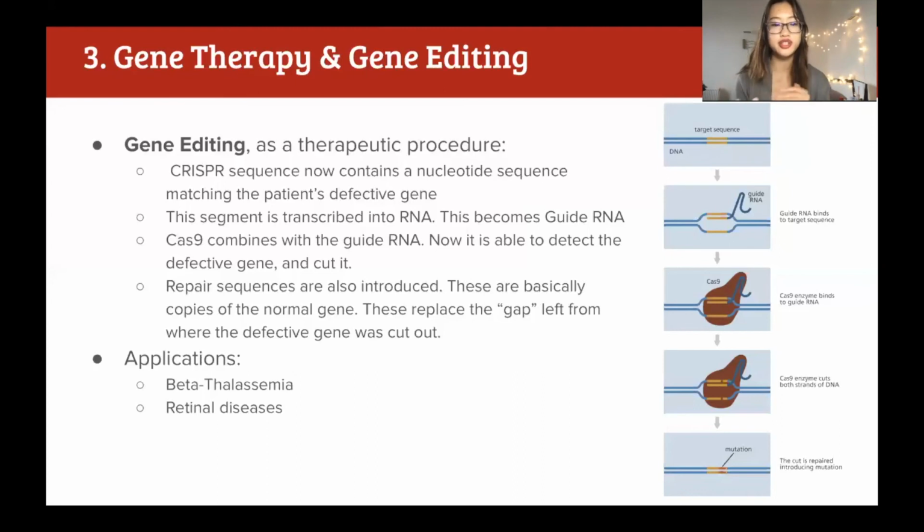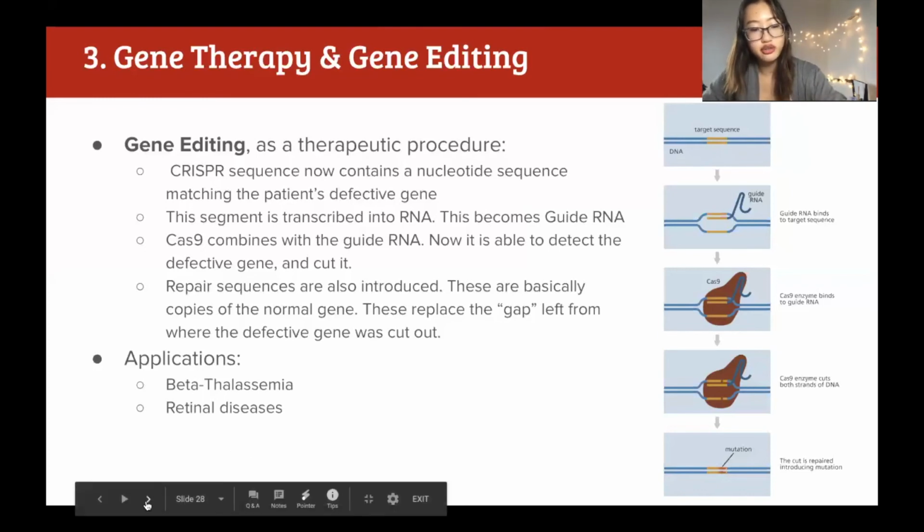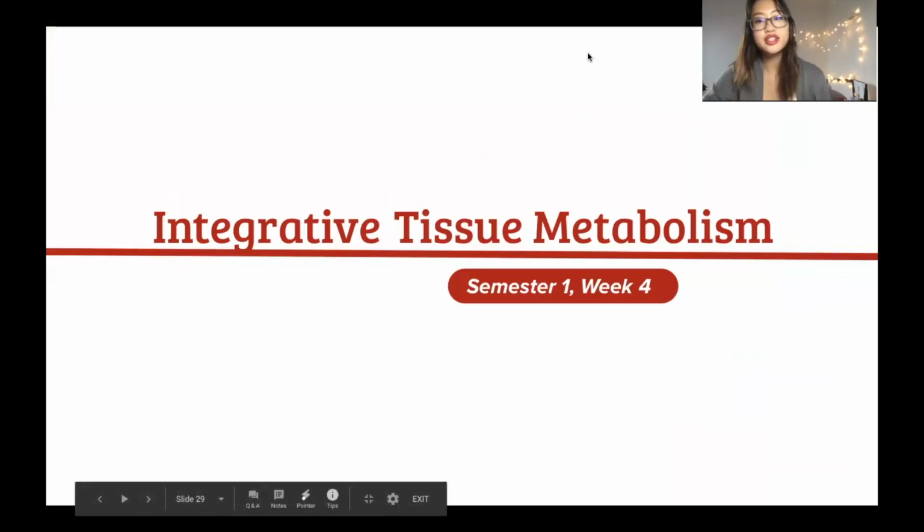It's very, very precise. It's very targeted, and you make sure that you fully take out the defective gene. And this can be used in beta thalassemia and retinal diseases. Again, details of which are not super important. So yeah, that's the end of that.